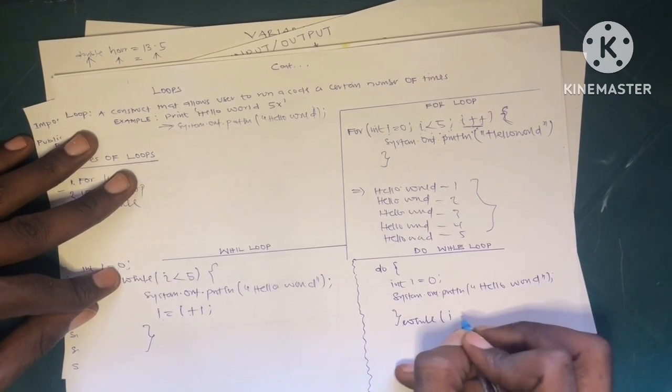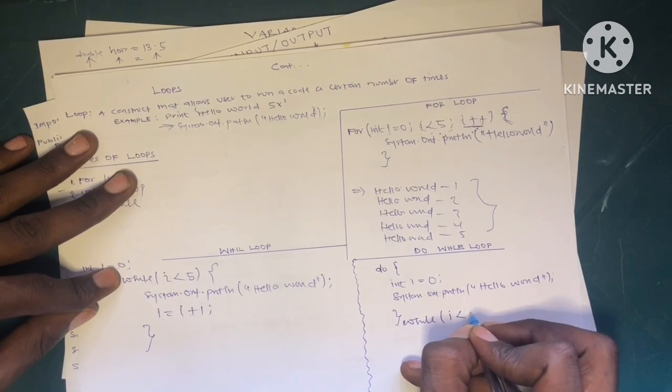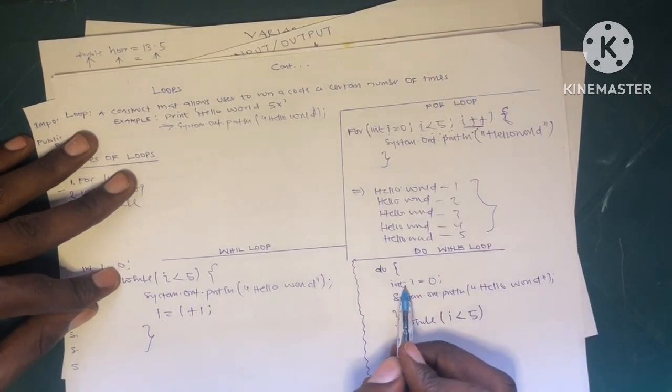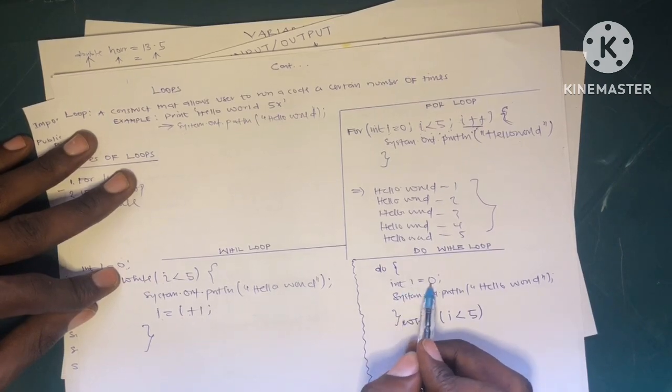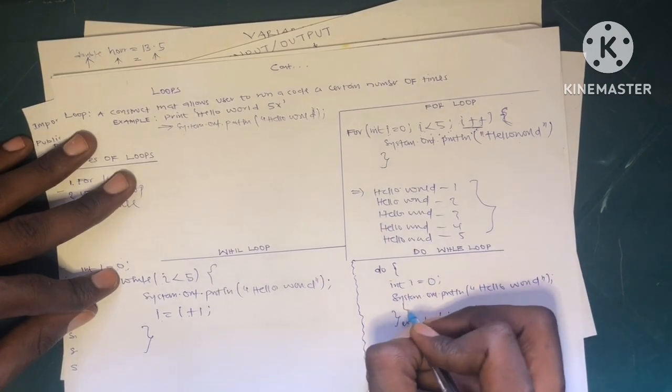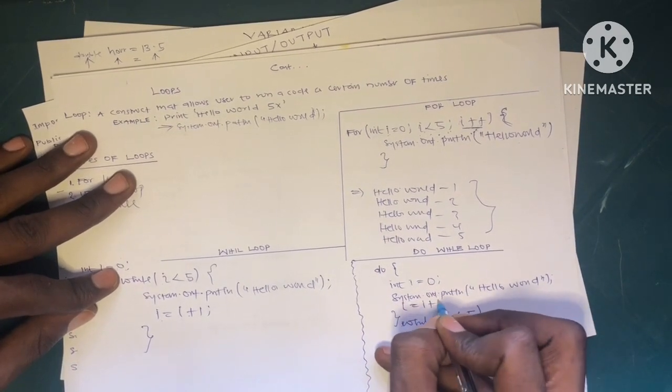All right, then after it does that, it will say while I is less than 5. Now what it does here is it says, is I equal to 0? Yes. Then print hello world. Oh well, I made a mistake. Actually here you say let I be equal to I plus 1.